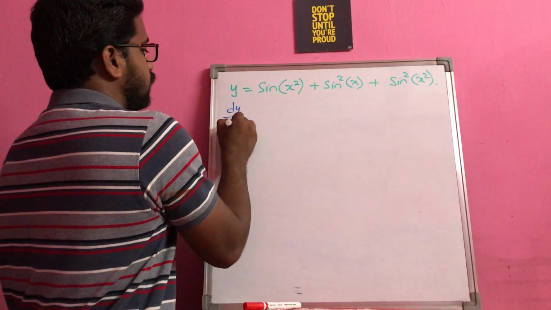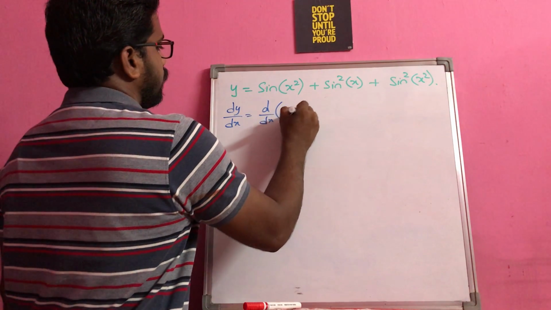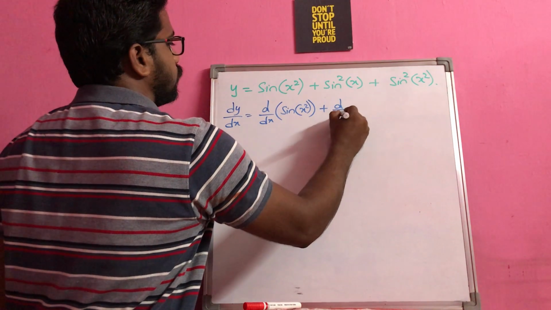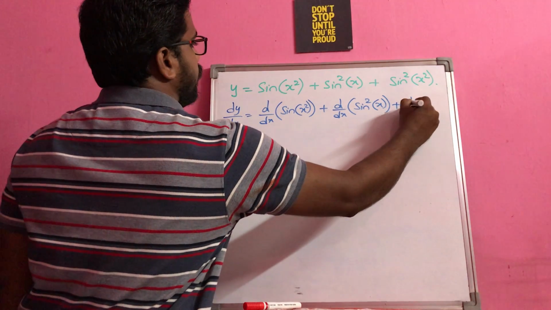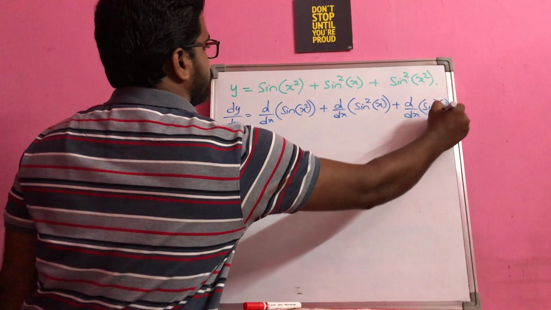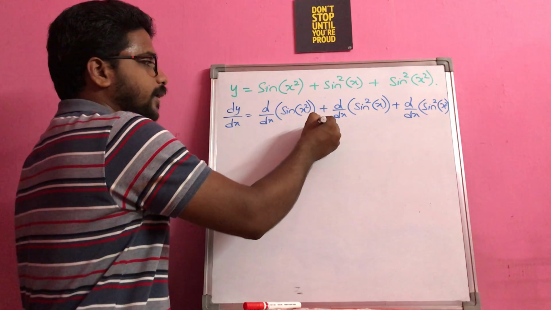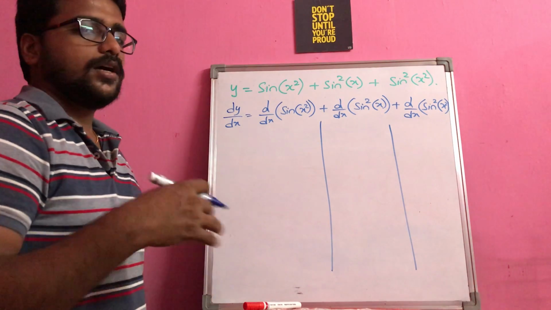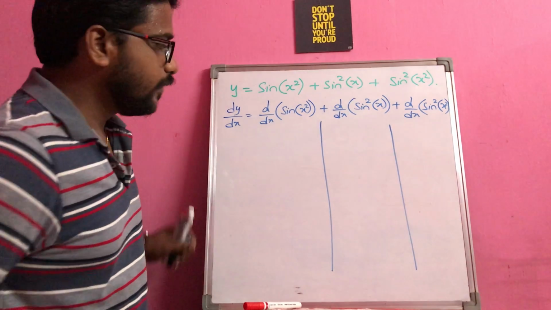If I apply differentiation on both sides, I will be getting d by dx of sine of x square plus d by dx of sine square of x plus d by dx of sine square of x square, right? Because we can split the addition, that's the basic rule we can do. So let me make it into 3 parts and then we will go for the calculation, so that your understanding level will be a little bit easy. Okay.